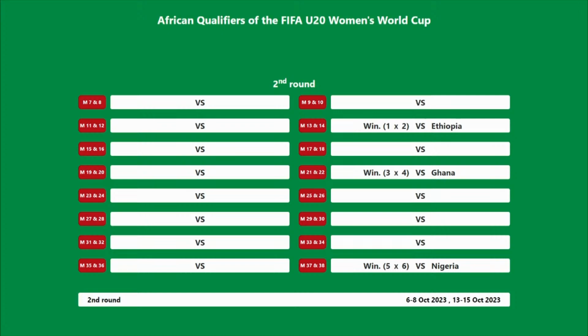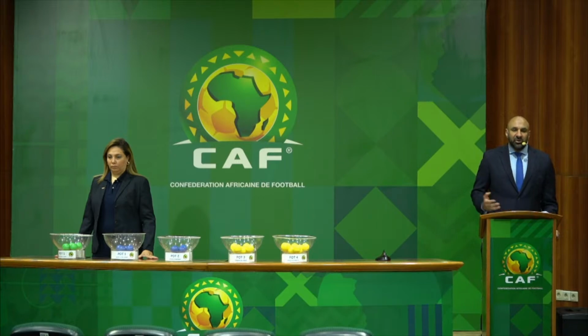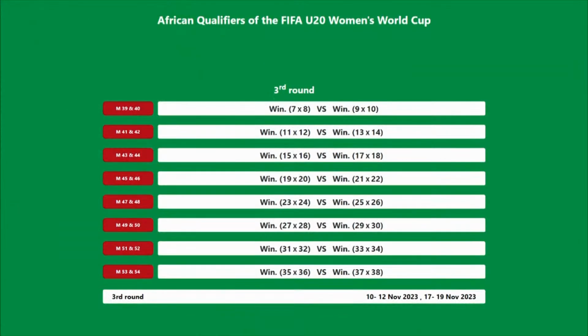All the remaining engaged teams will start from the second round, and we will do a draw to determine the fixtures of the teams. We distributed the teams into 4 different pots depending on their geographical distribution. The third round will have winners of the second round with the order of the matches: winner 7 and 8 will play against 9 and 10, winner 11 and 12 will play against 13 and 14, and so on till match 35, 36.